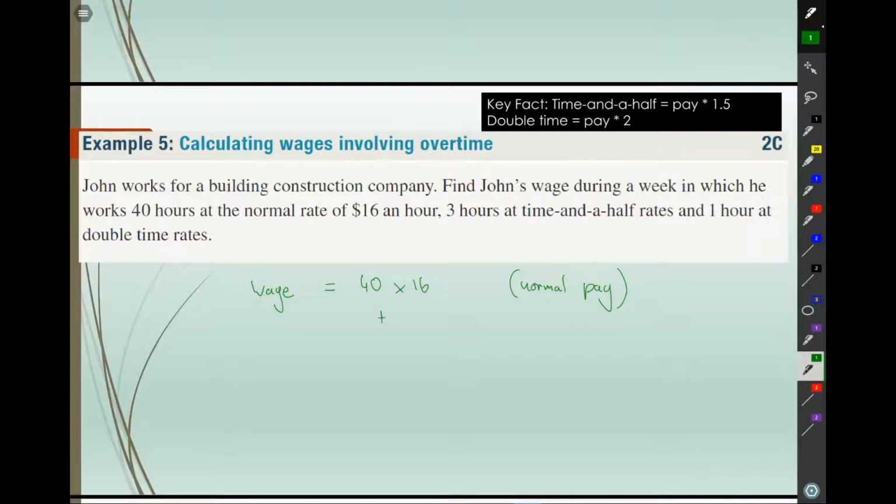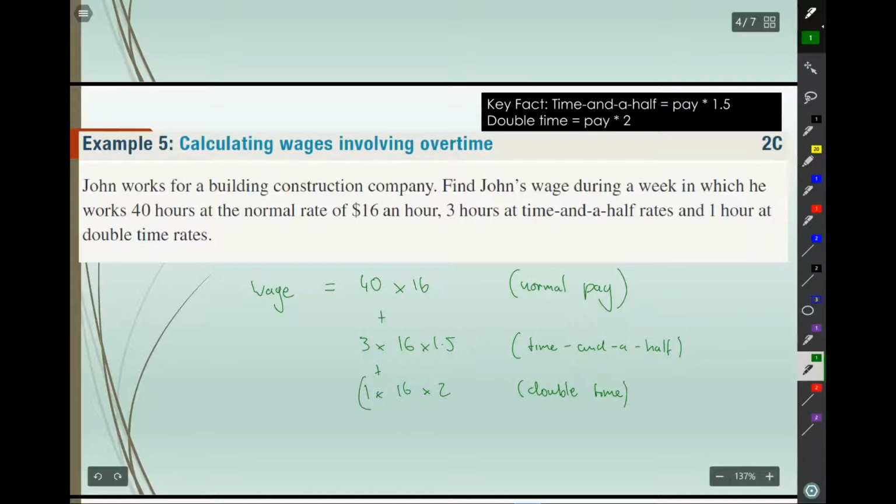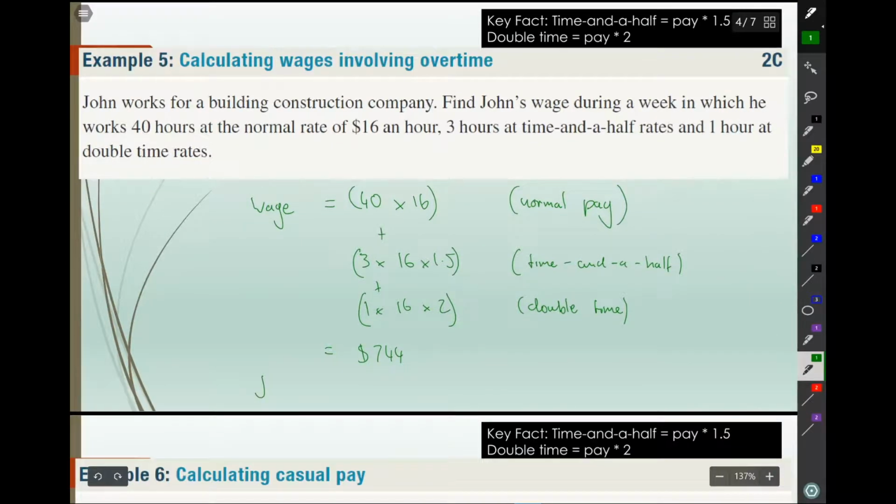We're going to add on his time and a half pay. So he works 3 hours, $16 an hour times time and a half, and then he works 1 hour at double time. If we pop that all into our calculator, you might want to also include brackets here so your calculator doesn't get confused. Add that all up, it comes to $744. And so again, we're going to make a statement in words that makes it very clear that we know exactly what the answer means. John's wage that week is $744.